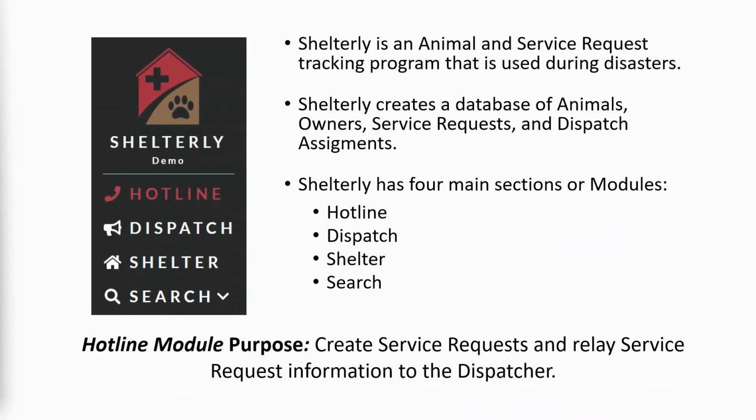Shelterly is an animal and service request tracking program that is used during disasters. Shelterly creates a database of animals, owners, service requests, and dispatch assignments. There are 4 main Shelterly sections or modules: Hotline, Dispatch, Shelter, and Search. The purpose of the Hotline module is to create service requests and to relay the service request information to the dispatcher.